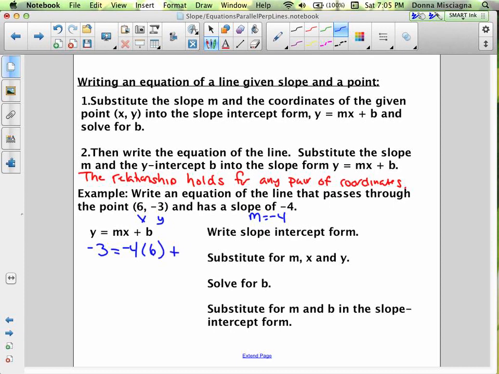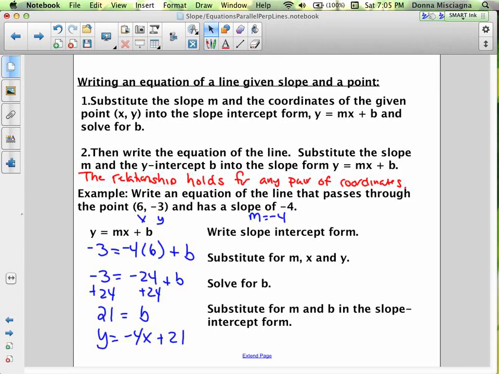Right? So every pair of points on this line has the exact same relationship. That's why any point can be used to solve for the y-intercept. So we have -3 equals -24 plus b. And now we add 24 to both sides. So that's going to give us 21 equals b. Now that I have the y-intercept, I substitute the slope, which was -4, and 21 for the y-intercept. So we have y equals -4x plus 21.